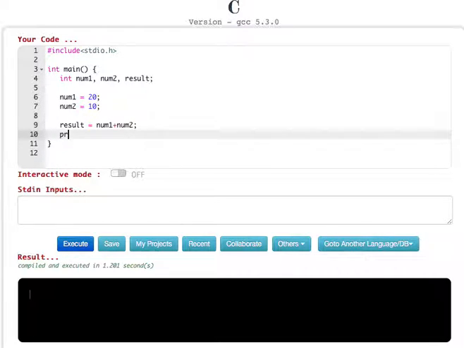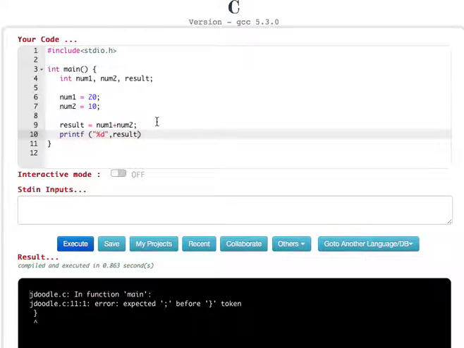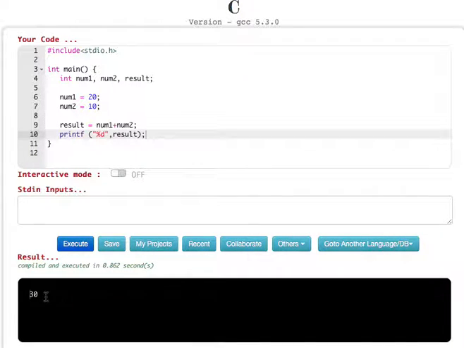And then printf, with quote marks, and since we are printing an integer we have to put percentage d. If it's an integer, percentage d. If it's a float, we put percentage f and something like that. Now percentage d, and after that we put result. Now let's see what we get. Oh, here I forgot to put the semicolon. Okay, now it will work. So now we get 30, right?